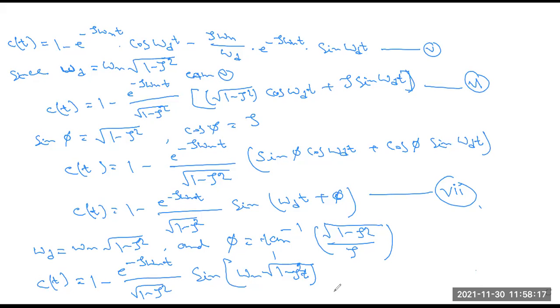This is plus tan inverse root over of 1 minus zeta square by zeta. This is another equation, equation 8. These are basically second order control systems. Now these are the equations we have to calculate with respect to time.